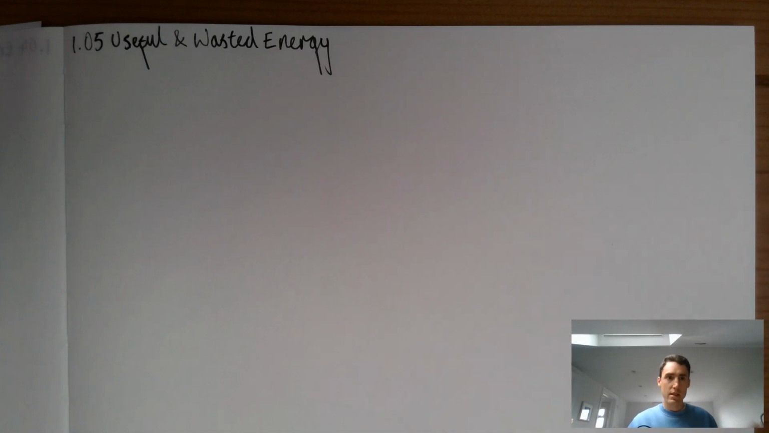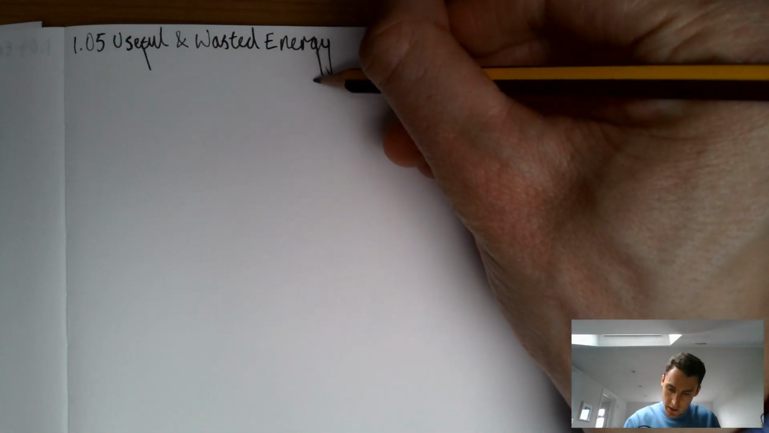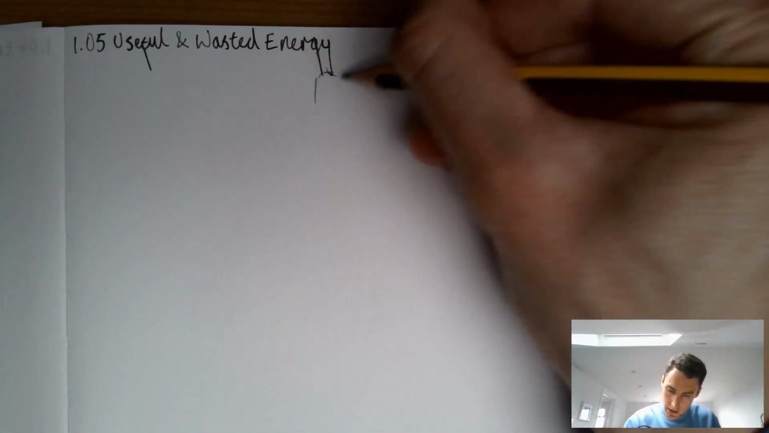So this lesson just focuses on identifying useful and wasted energy. It doesn't focus on efficiency. Obviously, if you finish what's in here and you have a bit of time, efficiency would be a great thing to talk about. So the first example I use, which I think is a really important example when we come to talk about efficiency, is the light bulb.